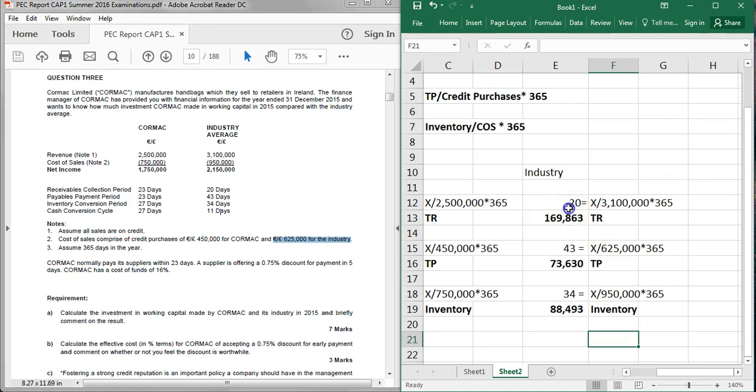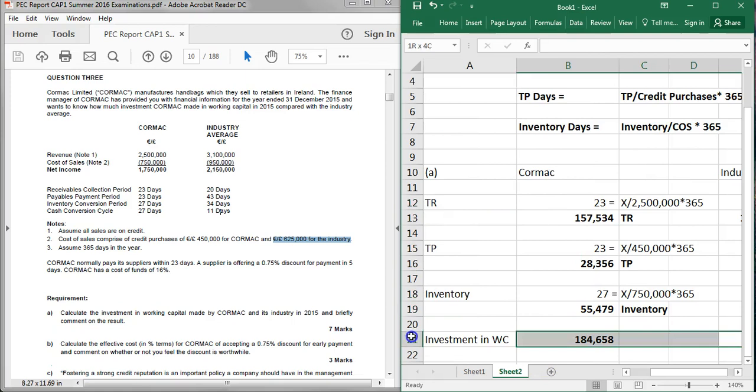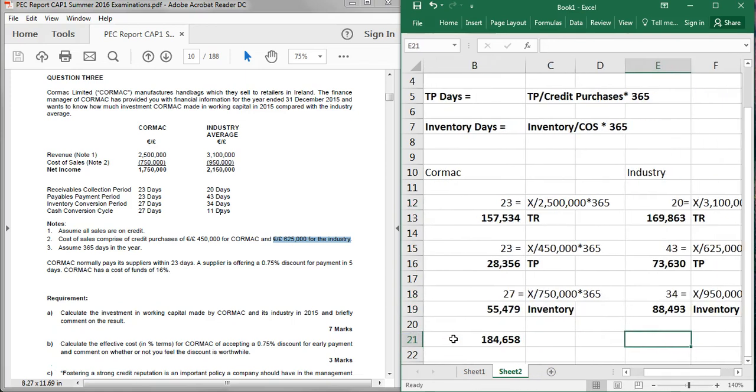You're probably looking for a mark each for Cormac, a mark each for the industry, which is 6 marks, and a brief comment then will get you your 7th mark. So in terms of the investment in working capital, how we calculate it for Cormac, we'll do the same for the industry. It's inventory plus trade receivable minus trade payable. So your inventory investment is 184,726.